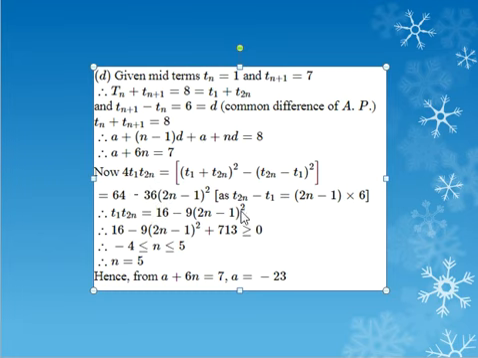And how did I get that? It's from here. As I know that T2n minus T1 is (2n minus 1) into 6. And how did I get that? It's just a general term over there. We're going to find the general term for 2n.